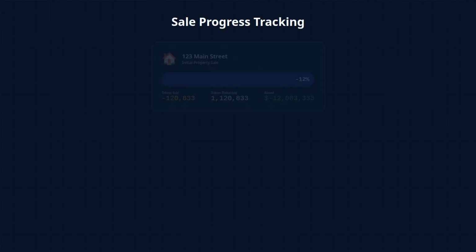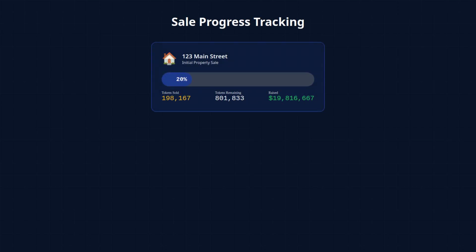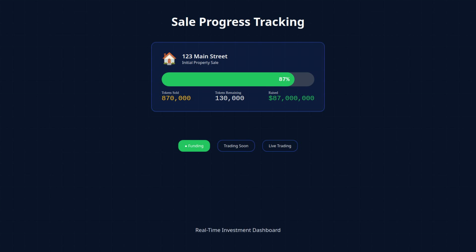The escrow tracks sale progress in real time. Total tokens sold, funds raised, investor count, all visible on-chain. As the sale progresses toward the target, investors can monitor progress. Once the sale target is reached, the escrow can be finalized, releasing funds to the property seller.